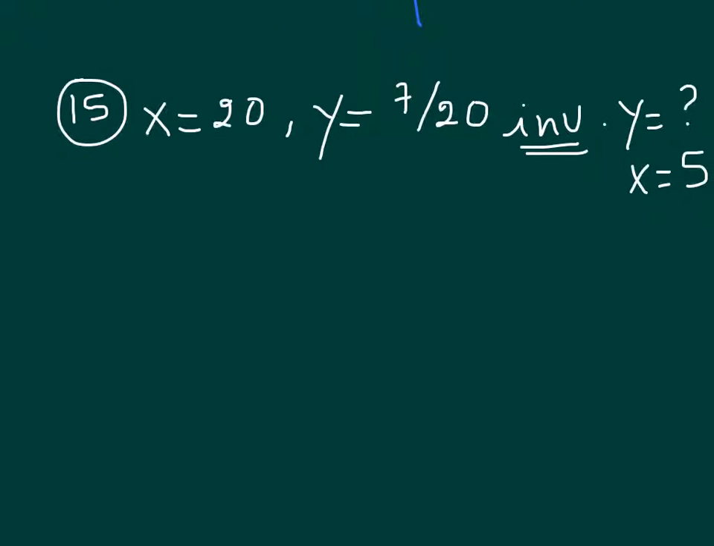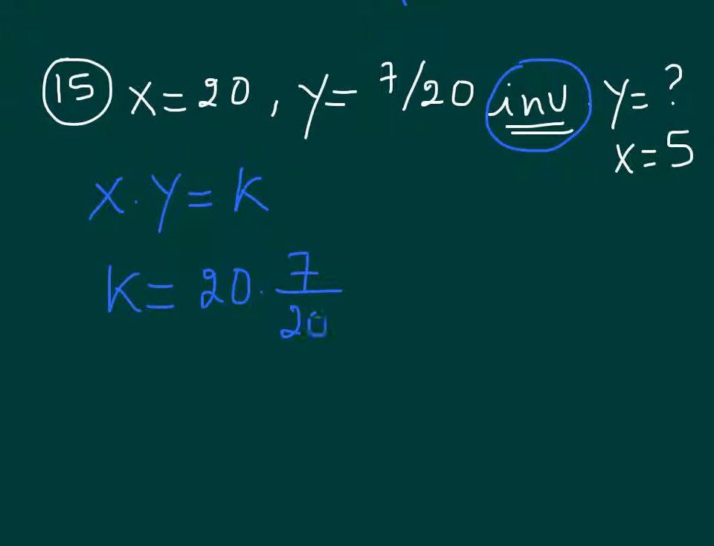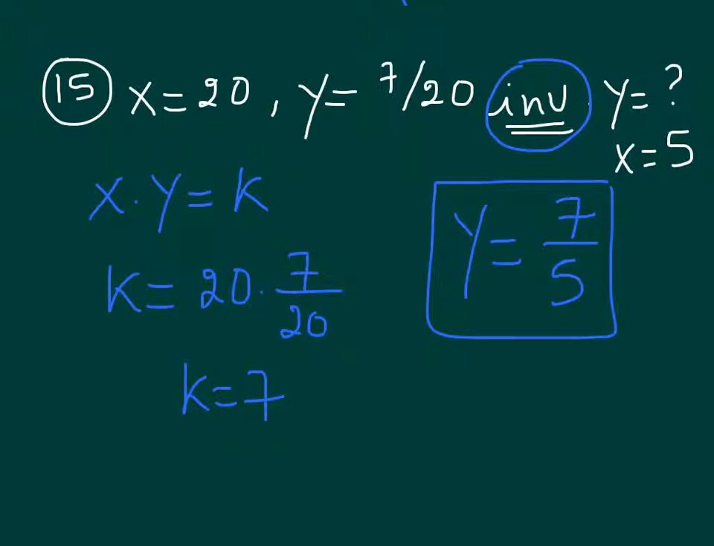Next is number 15, which is the same problem. We have an inverse variation that tells us that x times y equals a constant. We just have to figure out what that constant is. If we were to multiply 20 by 7 over 20, that constant is 7. But the question was, what would be y if x is 5? If k is 7 and x is 5, y will be 7/5.